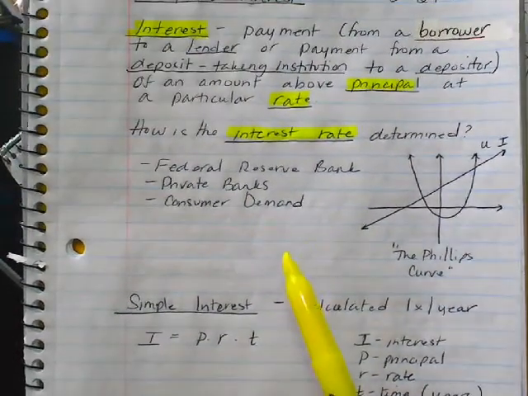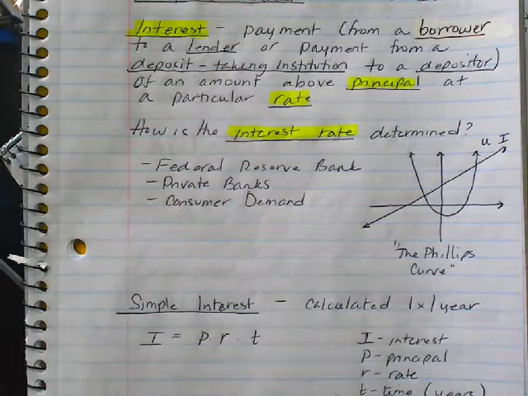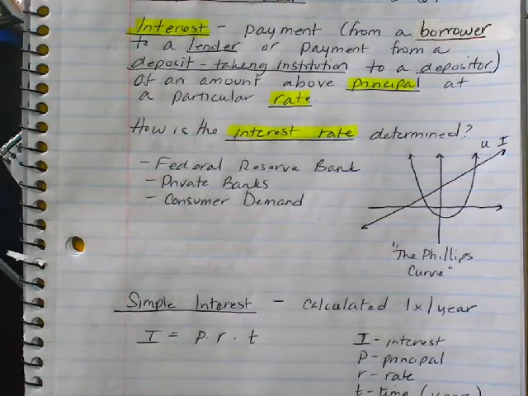I took a couple of economics classes in undergrad, so here's my very elementary understanding. It's determined by the Federal Reserve Bank. I'm sure you've heard about the Fed in the news. Private banks that compete with one another, and consumer demand. Obviously, if nobody's borrowing money, they'll need to lower that interest rate in order to incentivize new borrowers.